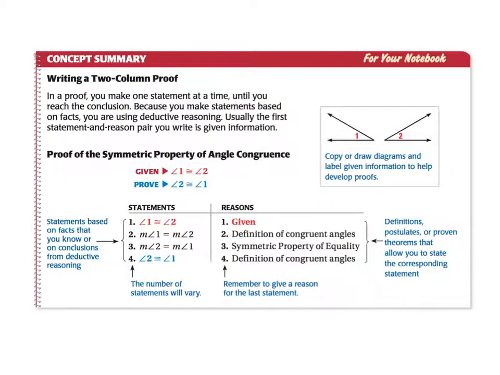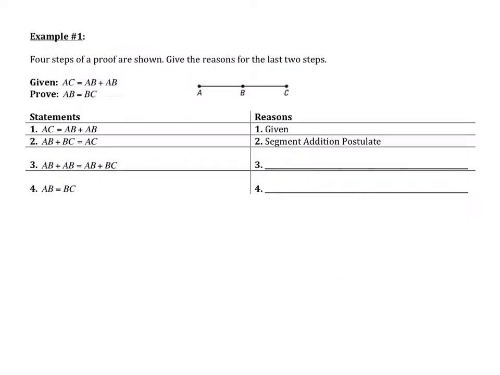Example number 1, 4 steps of a proof are shown. Give the reasons for the last 2 steps. So the given information is that AC is equal to AB plus AB, where you're supposed to prove that AB is equal to BC. So here's our diagram. We are told that from A to C is equal to AB plus AB. And we're supposed to prove that AB is equal to BC.